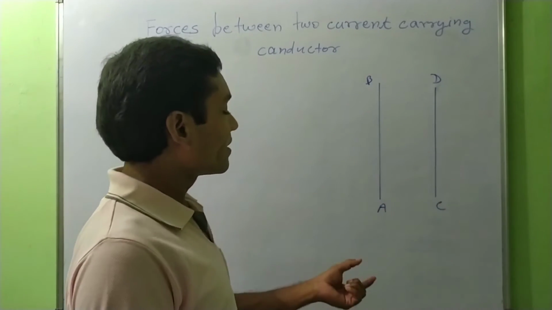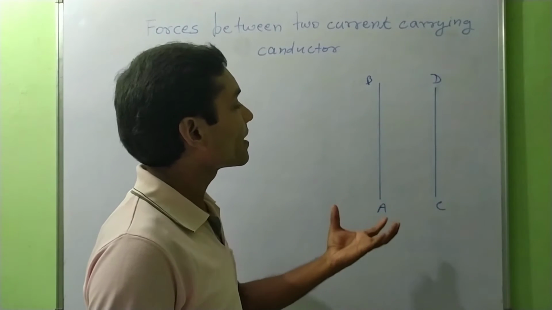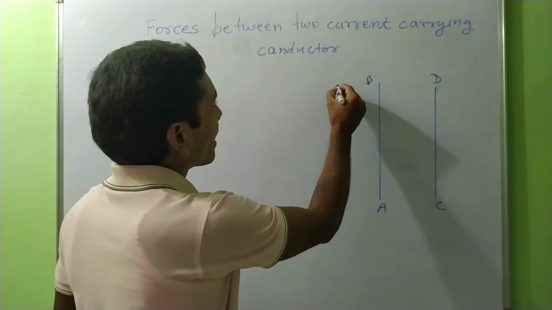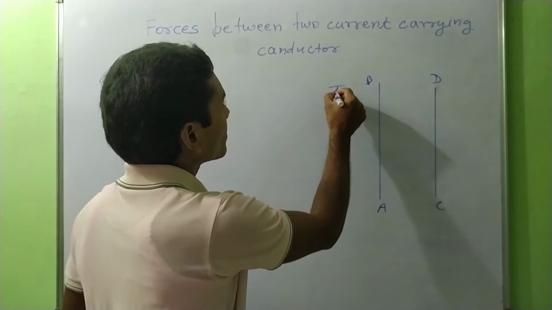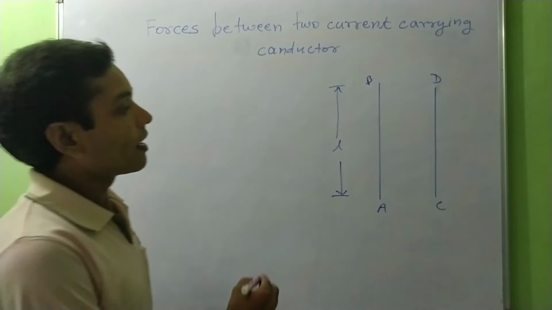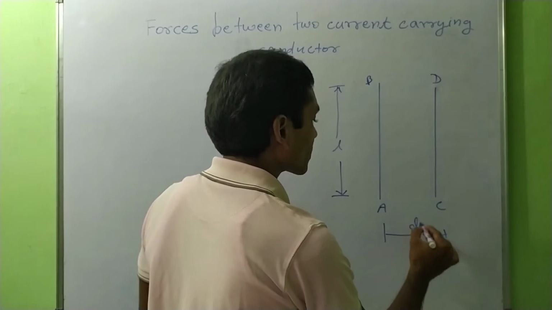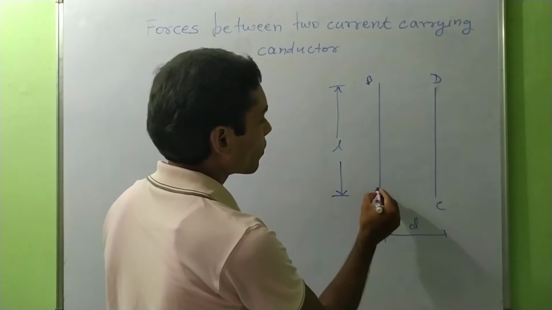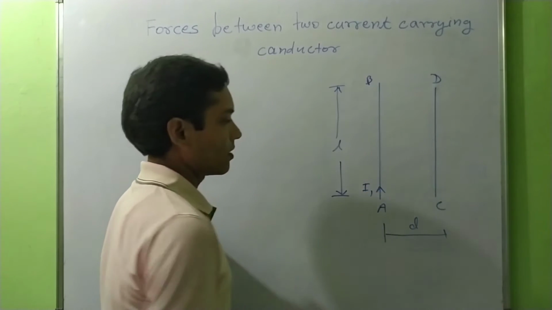Let two infinitely long conductors AB and CD be placed parallel to each other, and let the length of both conductors be the same, equal to L. Let the distance between the two conductors be small d. Now the current I1 is made to flow through the conductor AB.